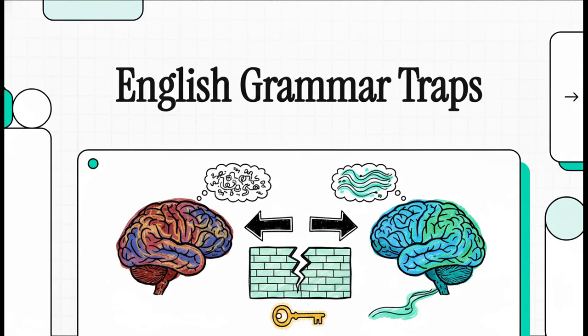Welcome to this explainer. Look, if you're learning English, you've probably hit that wall where things just completely stop making sense. But here's the secret. English grammar isn't actually trying to confuse you. The truth is, your highly intelligent native Russian brain is just playing some perfectly logical tricks on you. You see, your brain is just trying to be efficient. It's taking the rules it already knows and trying to apply them to a totally different system.